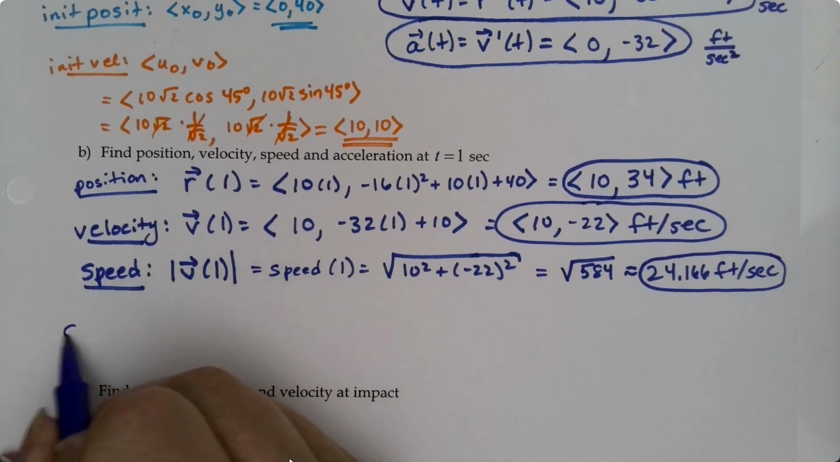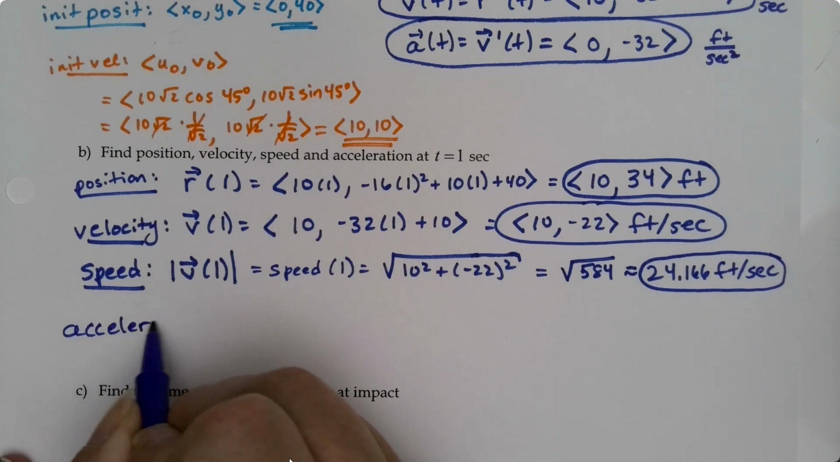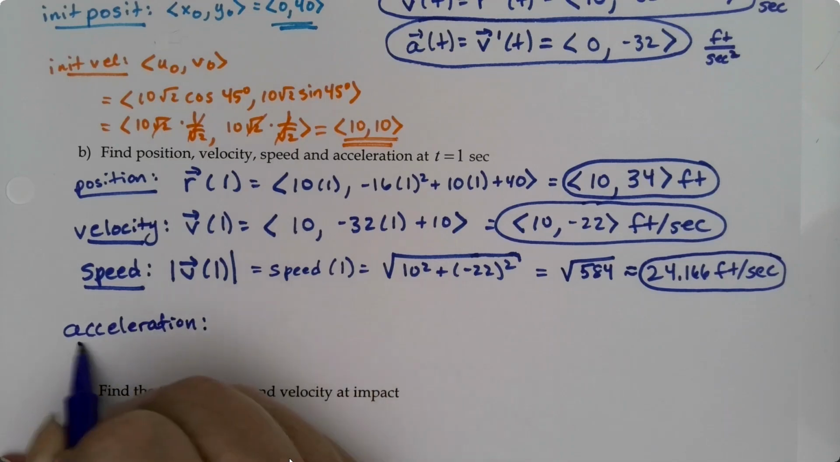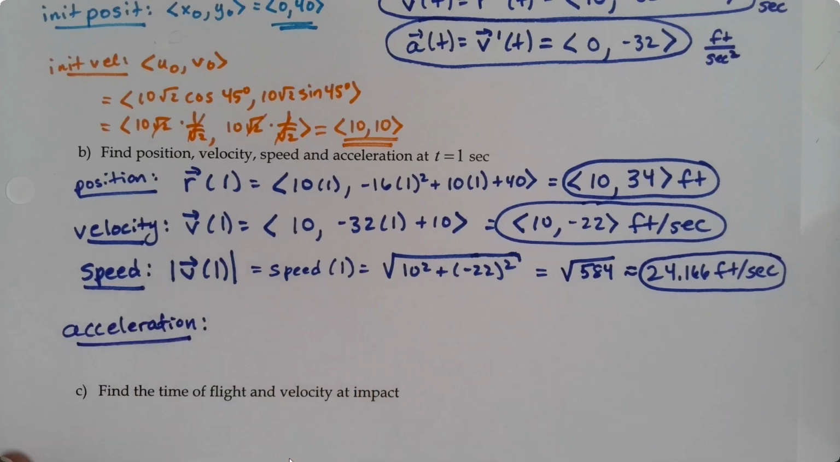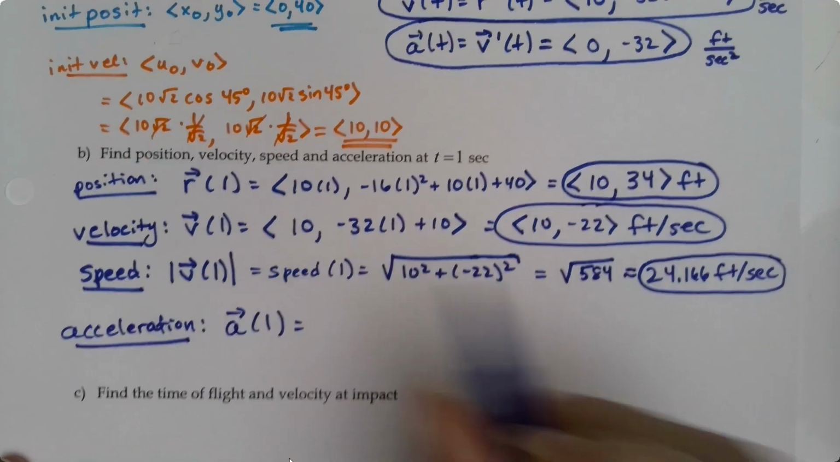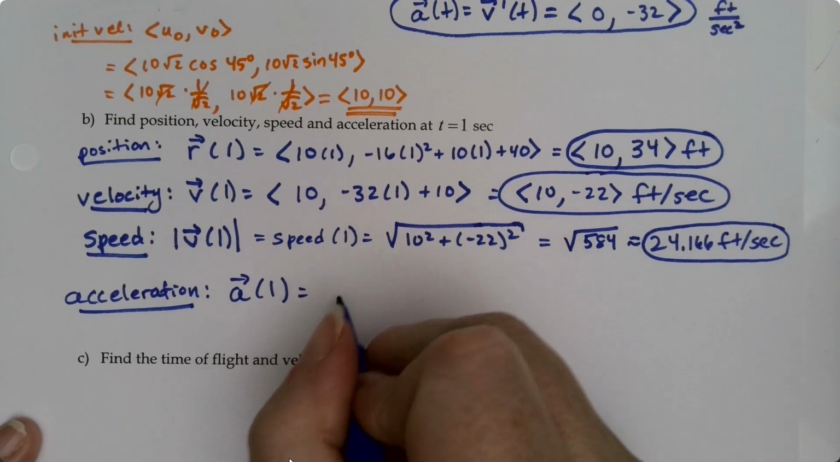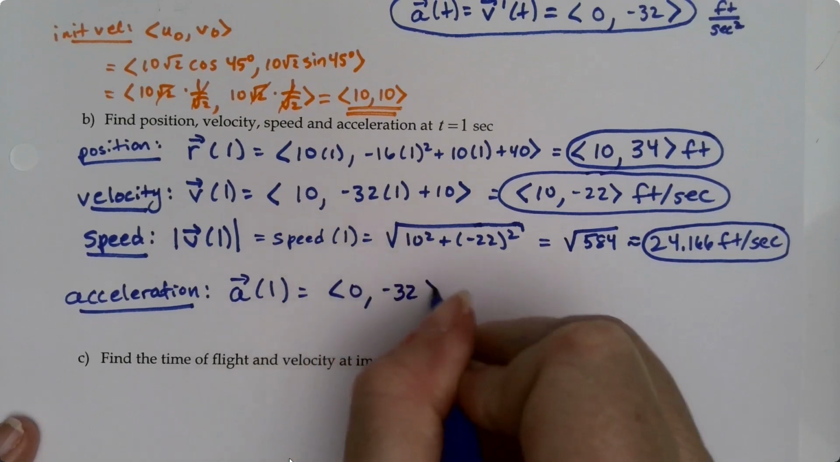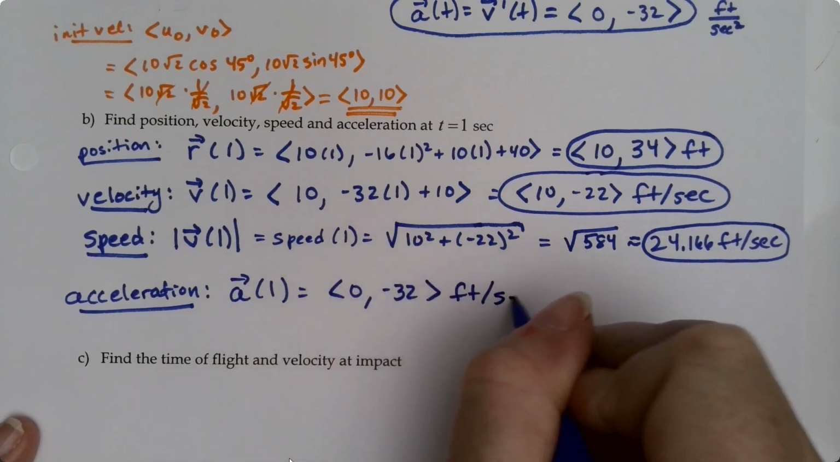All right, what about acceleration? Well, acceleration is really easy because the only thing affecting this object is gravity, and therefore I just need a of 1, which if you look at the acceleration vector, it is 0, negative 32, and that would be feet per second squared.